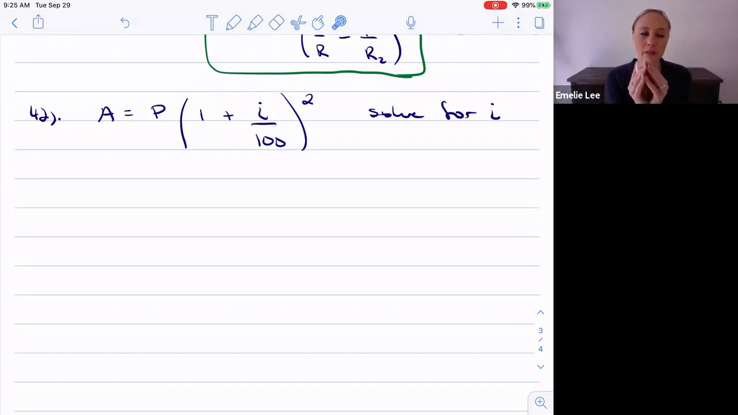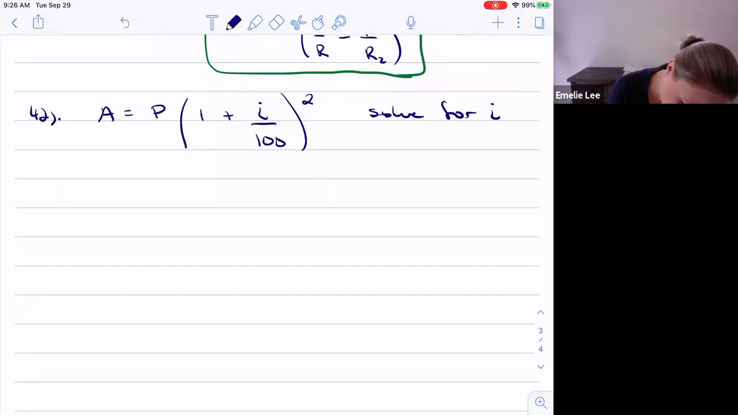the I, right? So the first thing I need to do is move this P over to the left-hand side. Then I'm going to move this square over to the left-hand side. Then I'm going to be able to move this 1 over to the left-hand side. And then eventually I'm going to need to move this 100 over to get I on its own. I'm not going to show those all every single step like I have been doing on both sides. I'm just going to move things over.